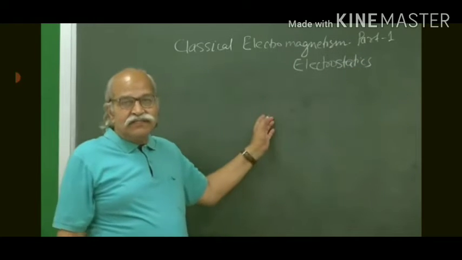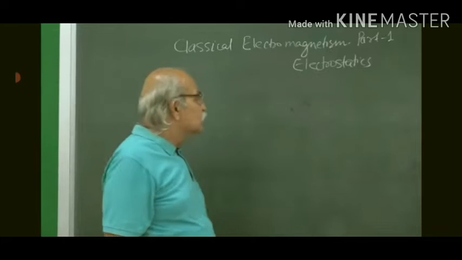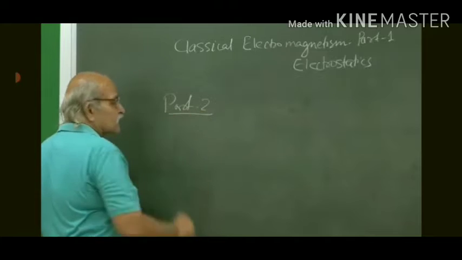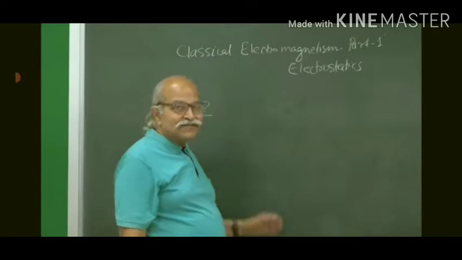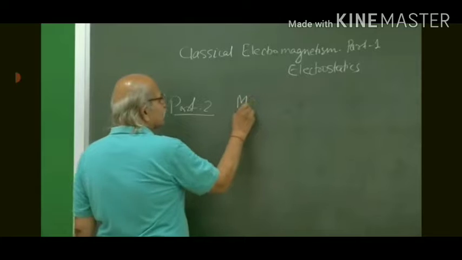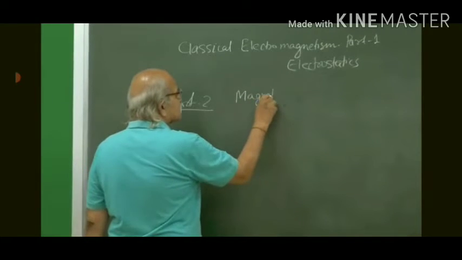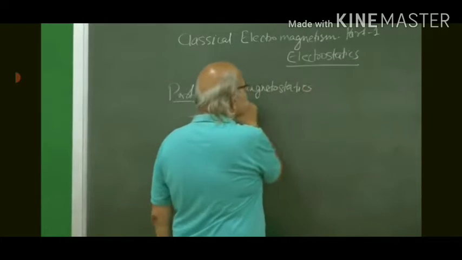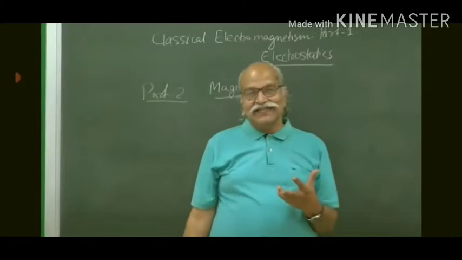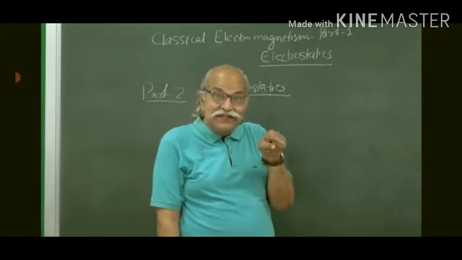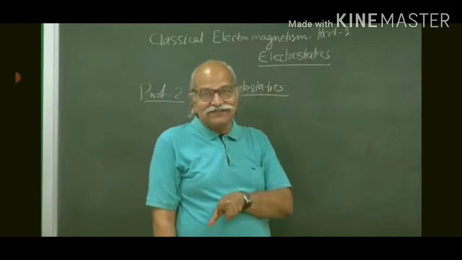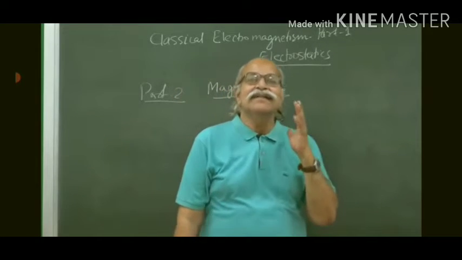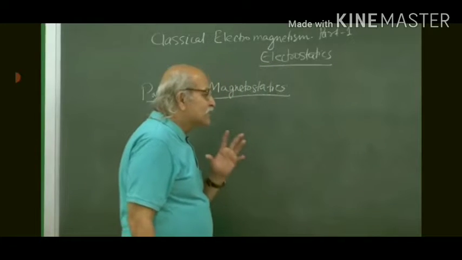and in continuation the next part we will be giving in this course, and this part 2, which is starting today, that will be on magnetostatics. So, you have electrostatics and you have magnetostatics. In electrostatics you have electric field produced by the static charges, and here you have magnetic field produced by the constant currents, not changing with time.